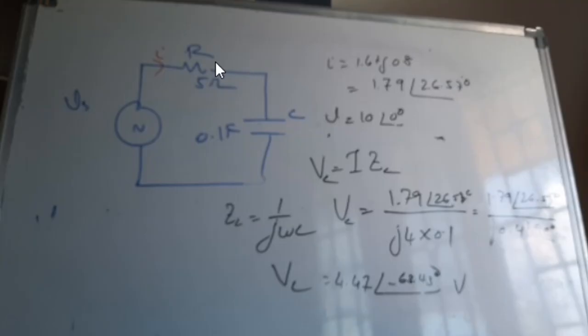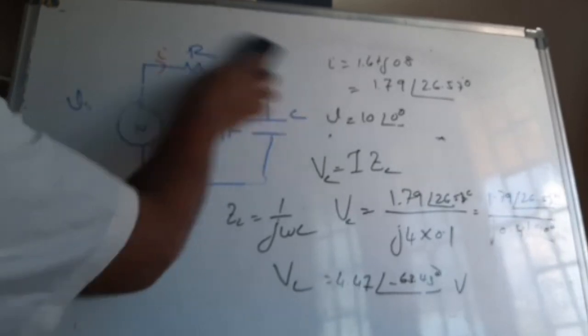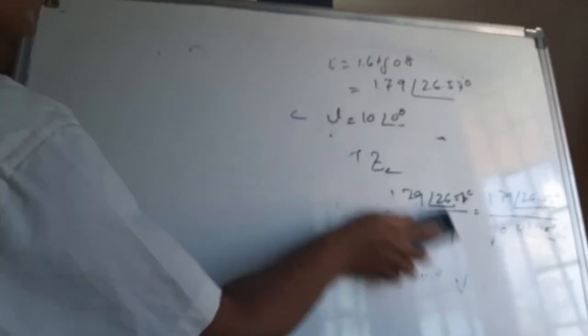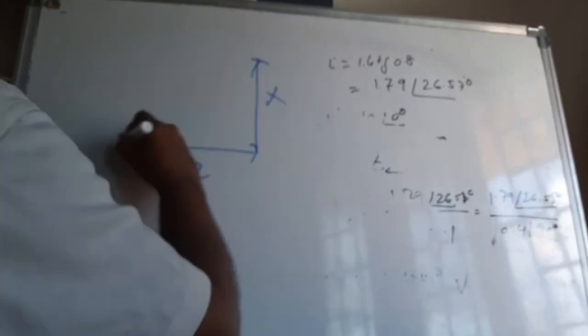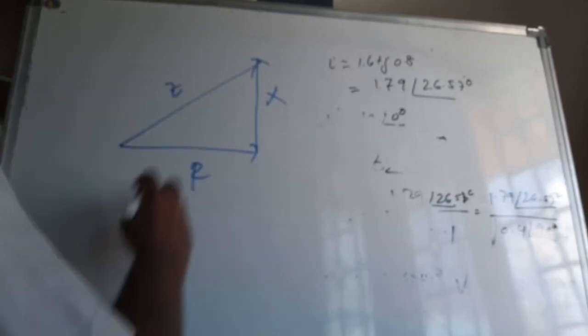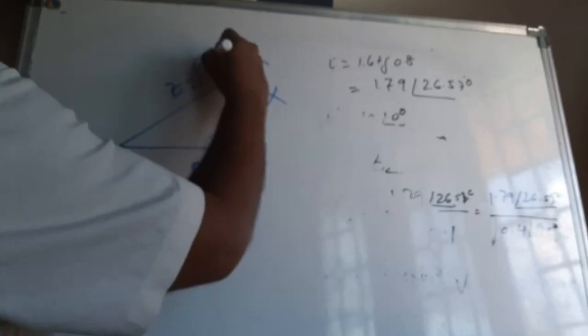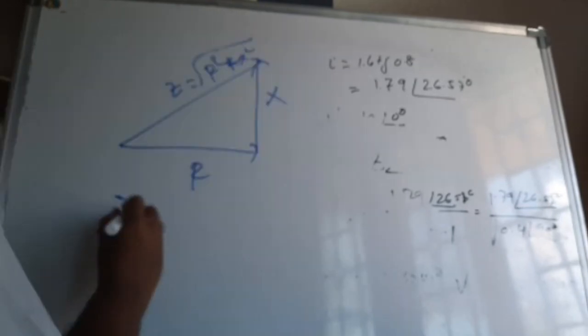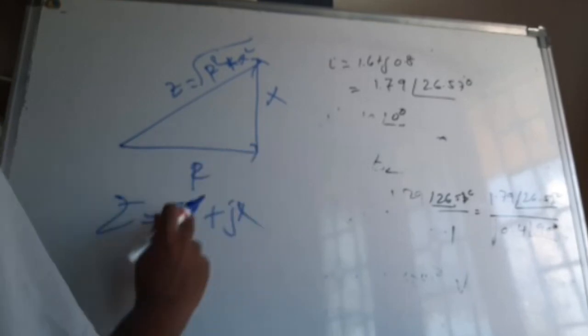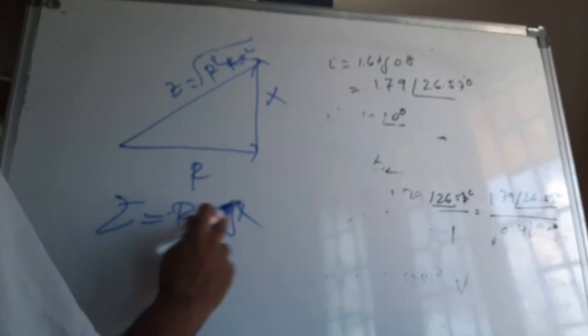So we have to represent it only using the complex terms. Okay, camera is working. The impedance triangle: this is R, this is X, and this is Z. Z is equal to the square root of R squared plus X squared. And Z is equal to R plus jX. jX means X at an angular difference of 90 degrees from R.